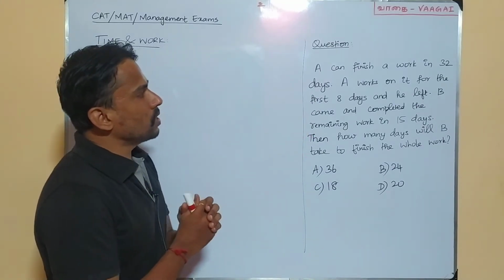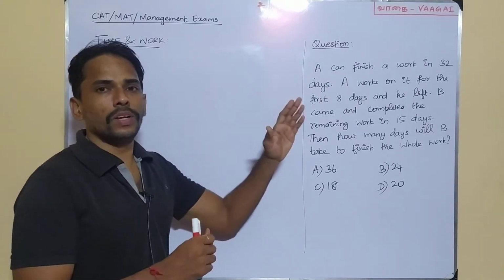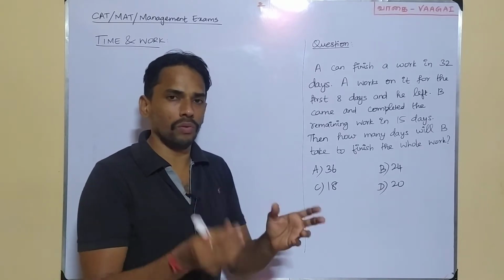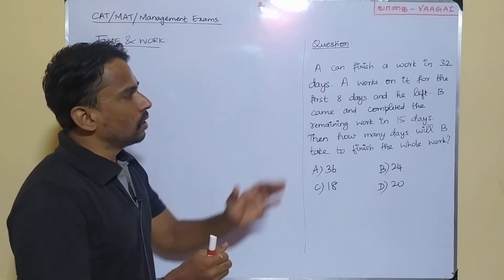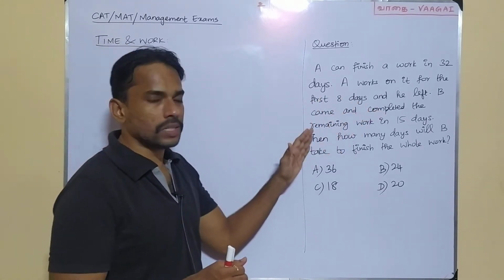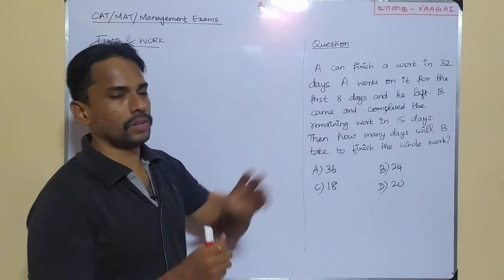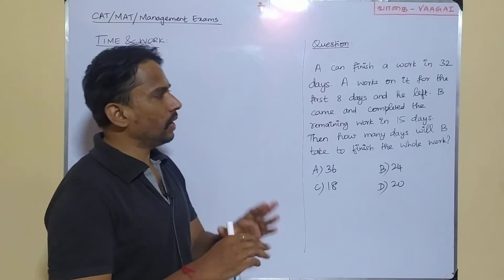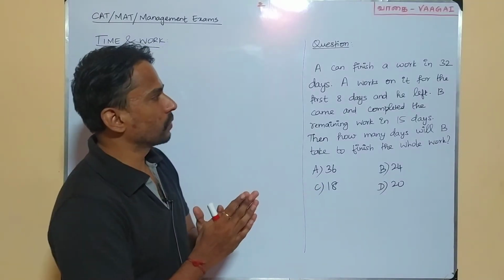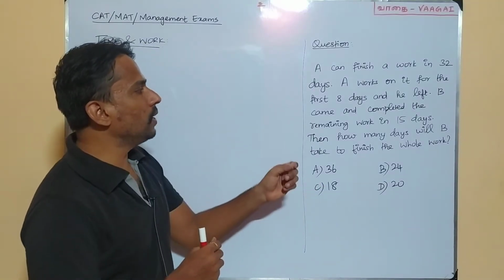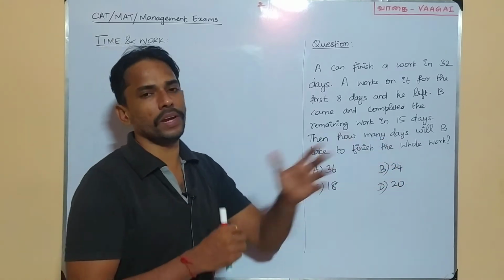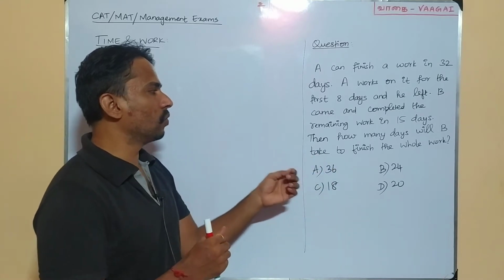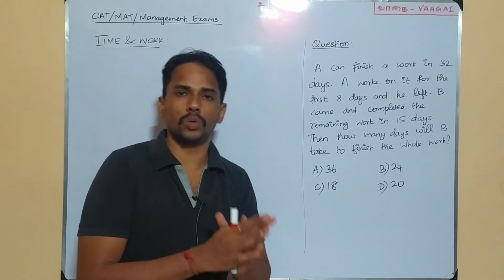Yes, our question here is: A can finish a work in 32 days. That is, A can finish a full work in 32 days. A works on it for the first 8 days and he leaves. So A is going to work on it for the first 8 days only, and A is going to leave the job. Then B came and completed the remaining part of the work in 15 days. Then in how many days will B take to finish the whole work? So this is going to be the question.